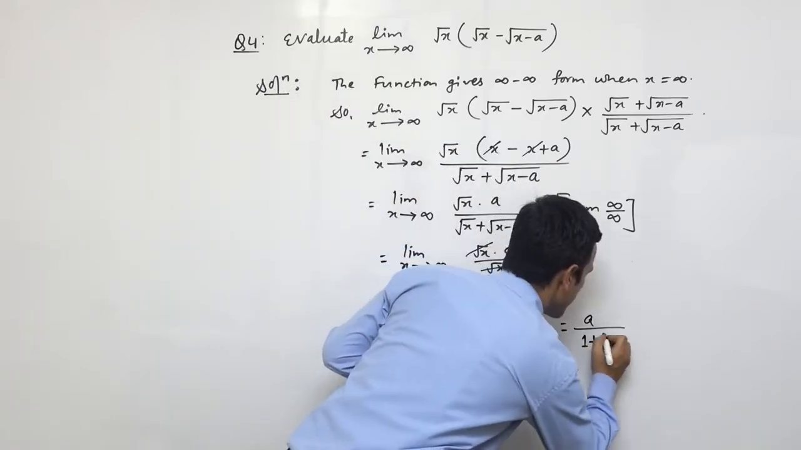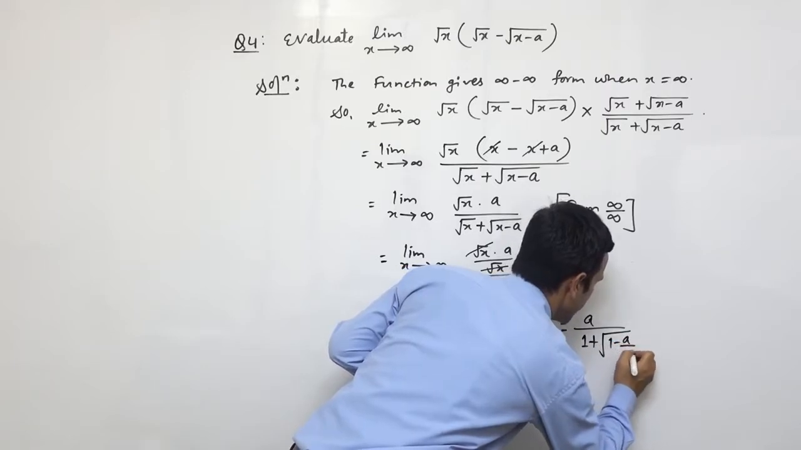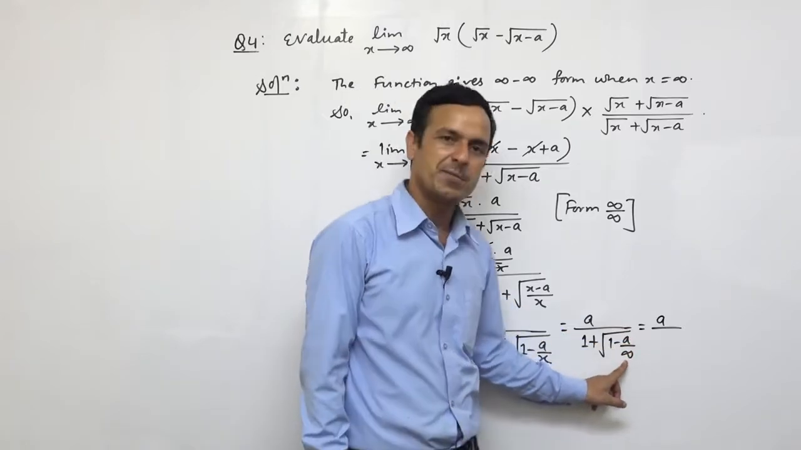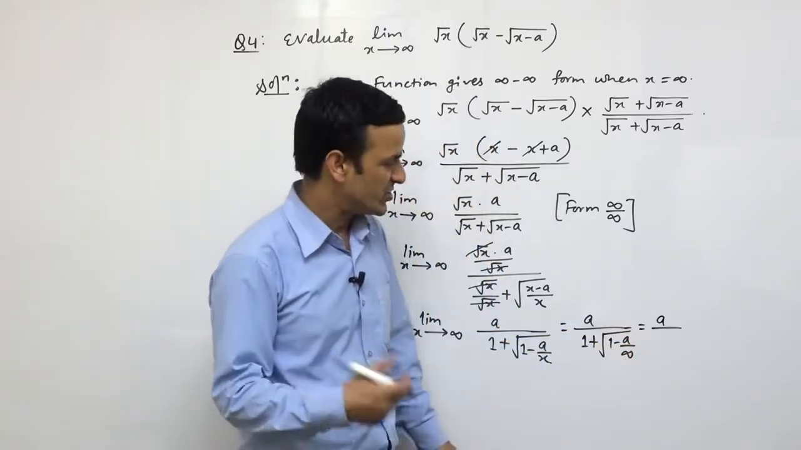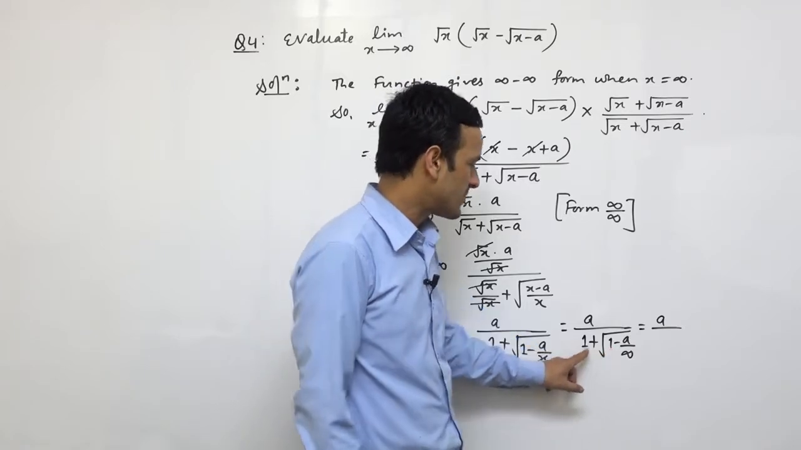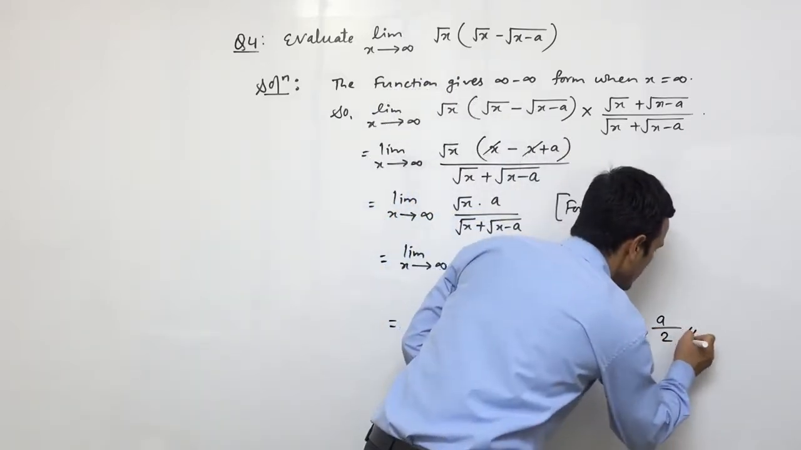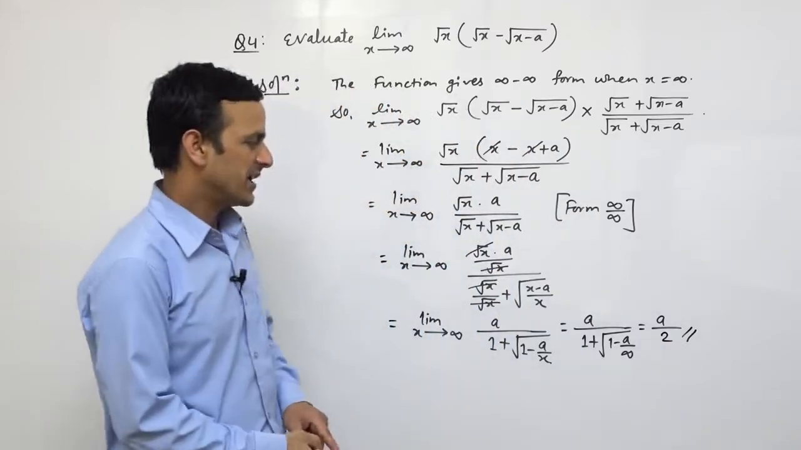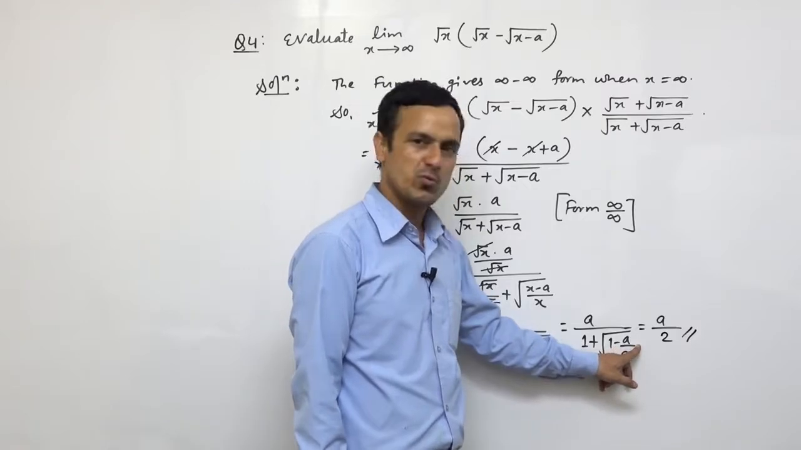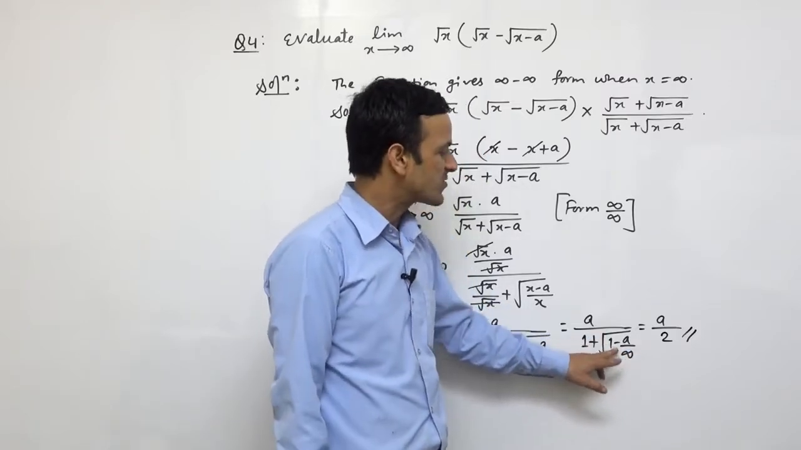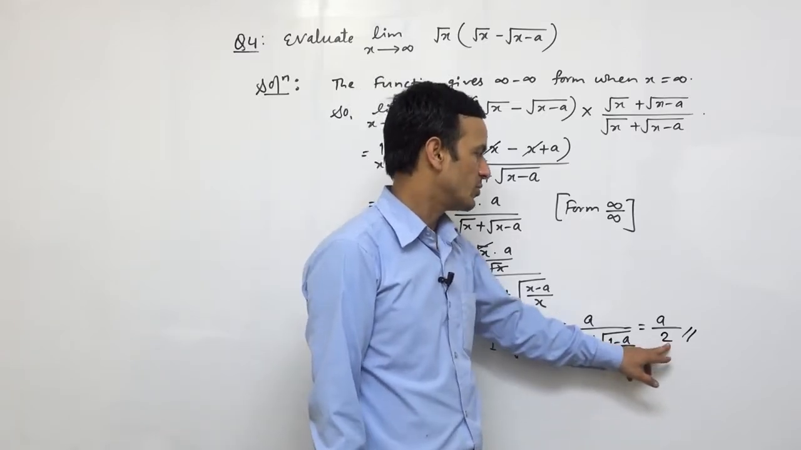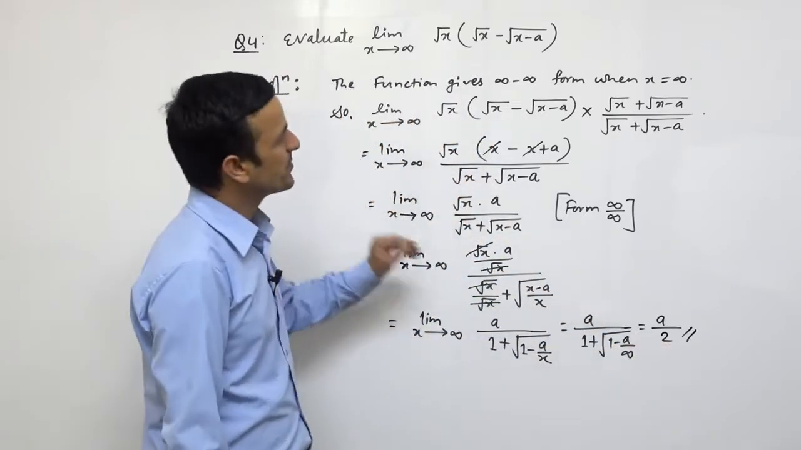1 plus root under 1 minus a by infinity. Some number upon infinity means it will be 0, and we get the value 1 only, and 1 plus 1 means it is 2. So this is the solution. Here we can see that a upon infinity means 0, 1 minus 0 means 1, and square root of 1 is again 1, so 1 plus 1 means 2. So in this way we can solve the problem.